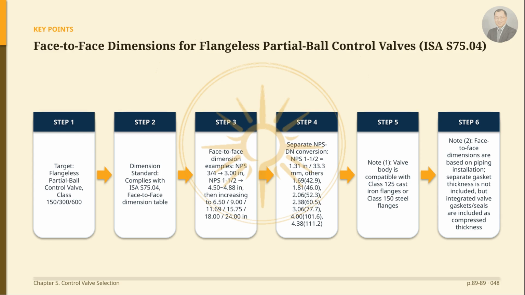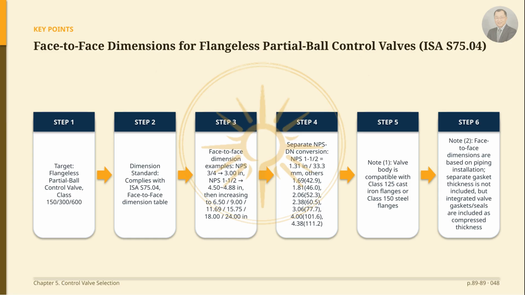I would like to introduce the face-to-face dimension standards for flangeless, partial ball control valves. This table covers Class 150, 300, and 600, and the dimensions follow the ISA S75.04 standard. Looking at the face-to-face dimensions, NPS 3/4 is 3.00 inches, and NPS 1/2 is between 4.50 and 4.88 inches. As the valve size increases, the dimensions increase to 6.50, 9.00, 11.69, 15.75, 18.00, and 24.00 inches.